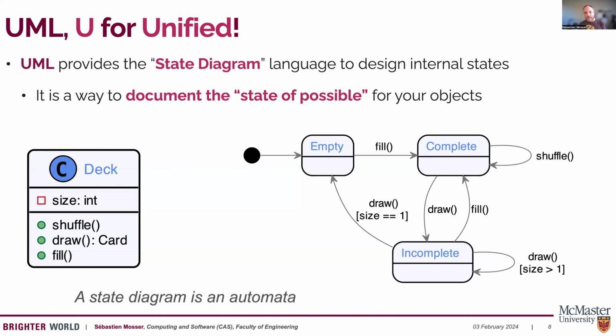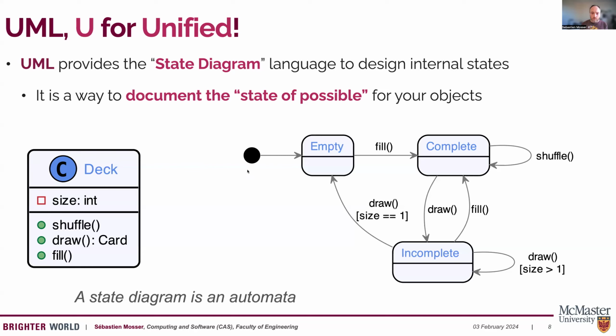So on the left-hand side, I have my card deck that has a size. It's private, so that's why it's red. It's an integer, and my deck can be shuffled. I can draw a card, or I can refit it. And on the right, I have a state machine, a state diagram, an automaton. There's lots of variation on the kind of semantics that goes behind this, and there's a whole lot of theory behind finite state machines, Moore automata, Mealy automata, all those kinds of things. We're just going to take it very, very simple.